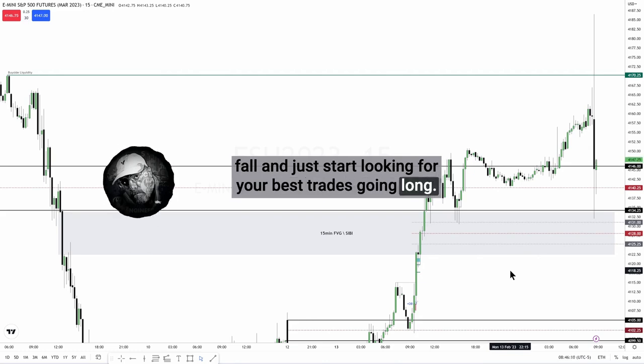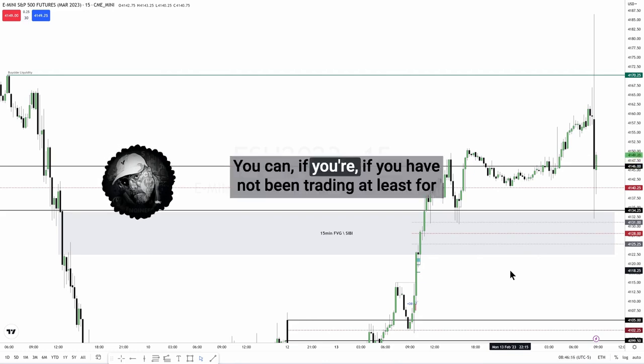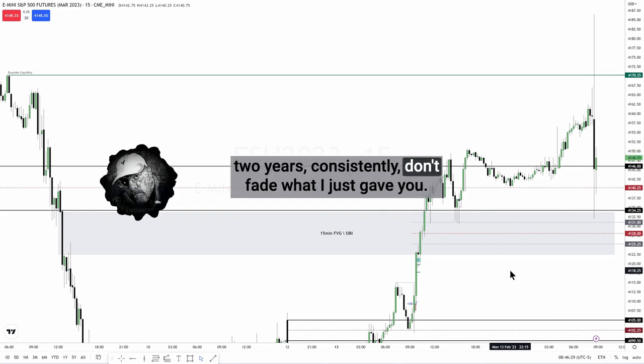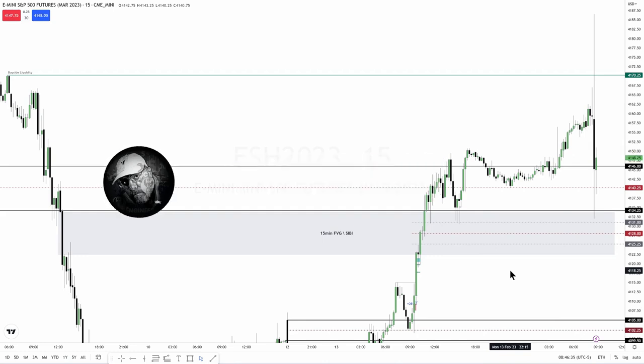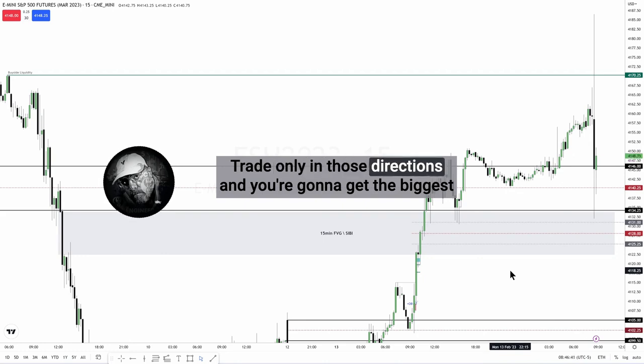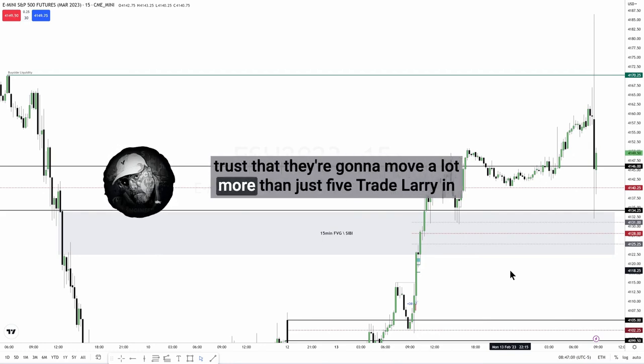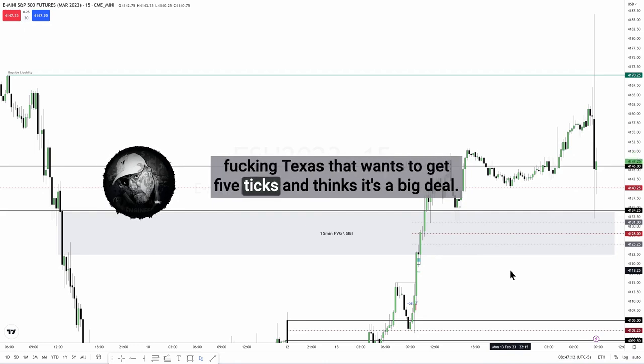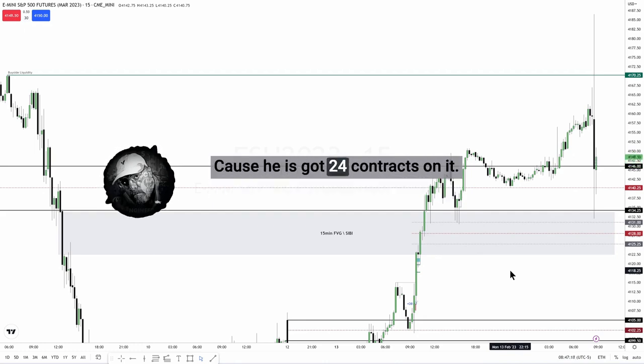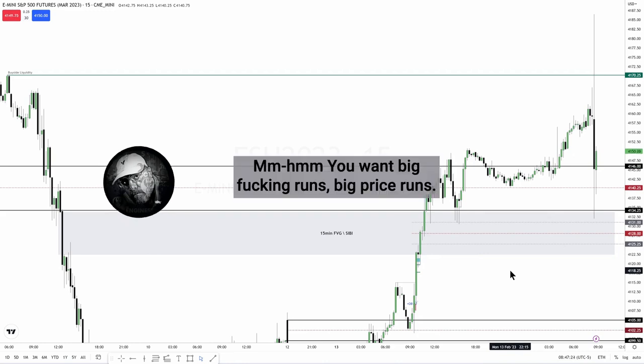Start looking for your best trades going long. If you have not been trading at least 2 years consistently, don't fade what I just gave you. Trade only in those directions. And you're going to get the biggest moves you've ever had in your trades. You'll be able to trust that they're going to move a lot more than just 5 ticks, like Larry in Texas who thinks it's a big deal because he's got 24 contracts on it. No. You want big price runs.